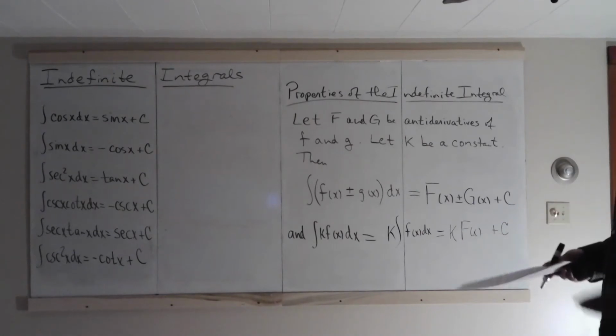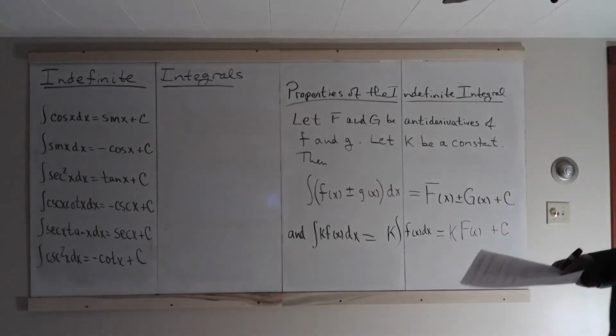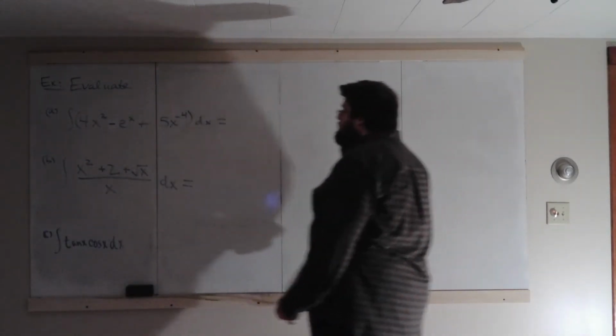So let's do a few examples where we get used to some of these integral properties. So let's do three integrals. First, the integral of 4x to the third minus e to the x plus 5x to the negative fourth. Next, we have the integral of x squared plus 2 plus root x all over x. And then last, the integral of tangent x times cosine x. So for this first one, we have three things added together.